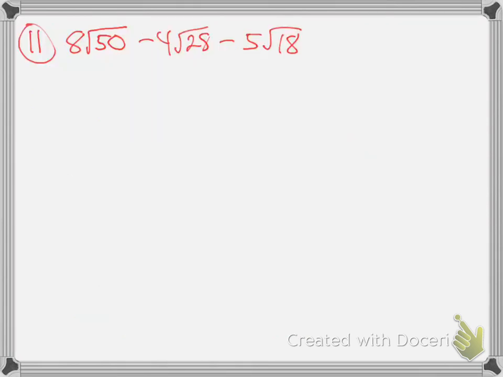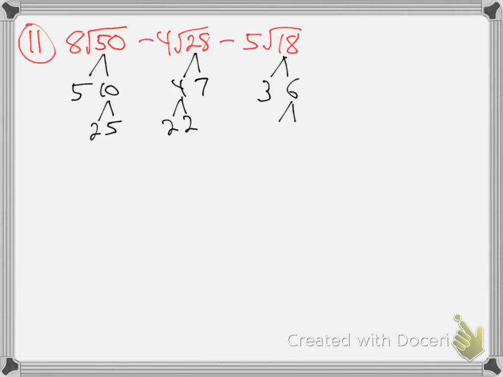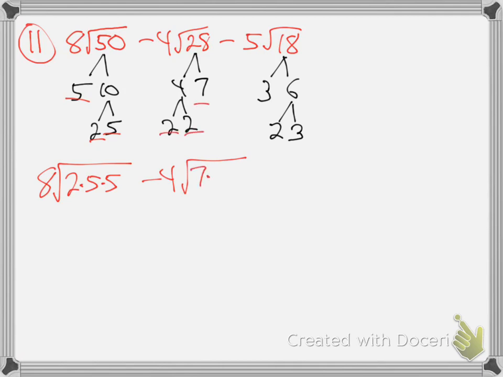Okay, so here we have number 11. Got to break these roots down. This 50 is 5 times 10, 2 times 5. 28 is 4 times 7, 2. 18 is 3 times 6, which is 2 times 3. Okay, so what do we have then? So we have 8, and the root of 50 is 5, 5, 2. So it's 2 times 5, minus 4, square root of 2, 2, 7. So it's 7 times 2 times 2. Minus 5, and the square root of 18 is 2, 3, 3.